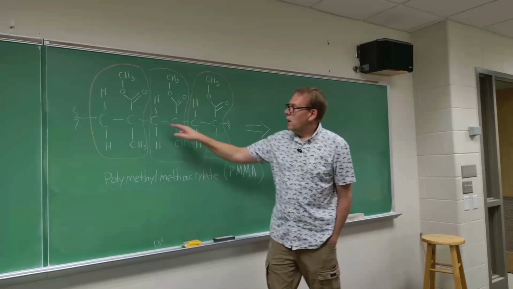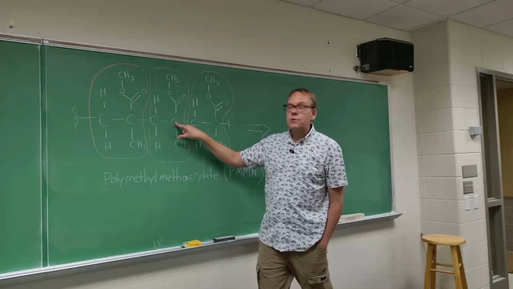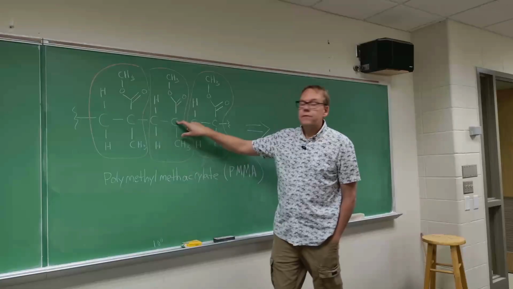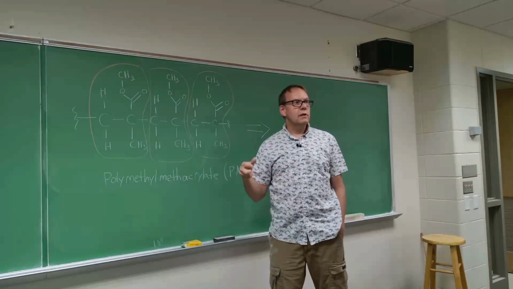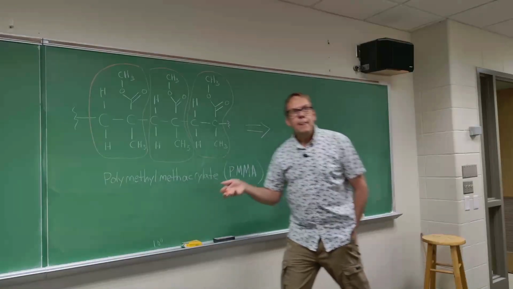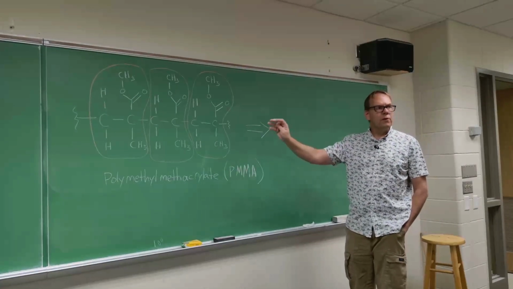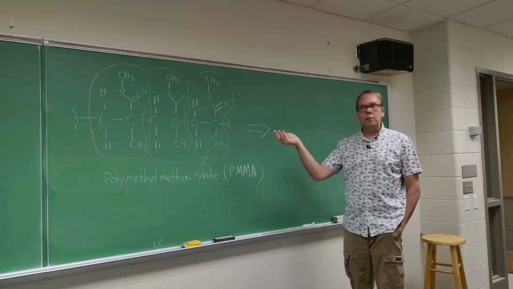It's got to be a double bond between these two carbons, and then the groups attached to those carbons would be, on the end carbon, two H's, and on the other end a CH3 and an ester. So the key to thinking about this one is to identify the smallest repeating unit, and then make sure you don't flip any groups or interchange any groups when you're trying to decode what monomer it might have come from.